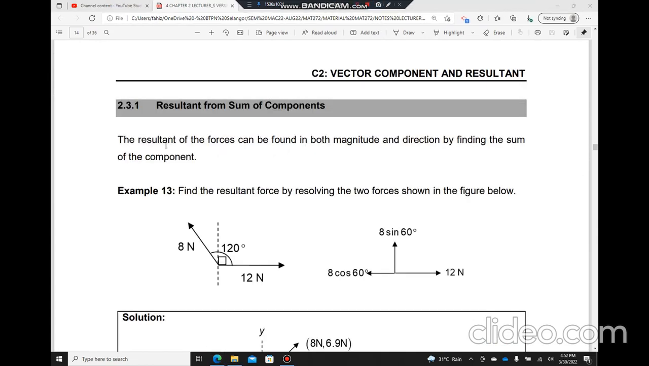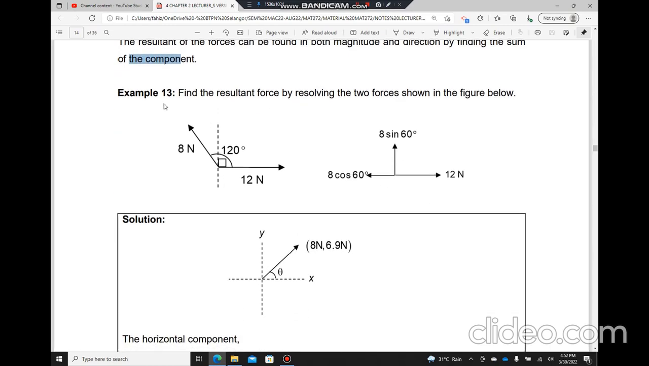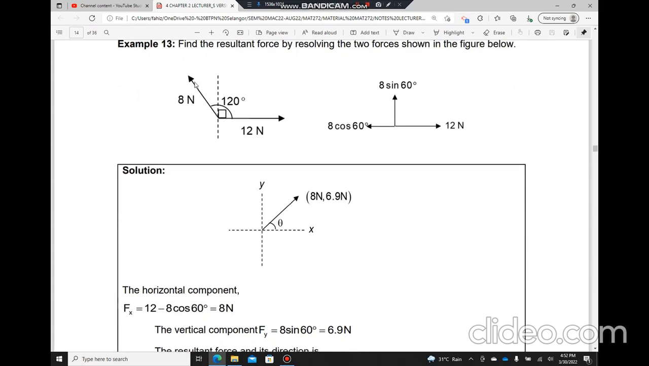Okay, the resultant of the forces can be found in both magnitude and direction by finding the sum of the components. So kita boleh cari resultant untuk forces kalau kita cari sum of the components. Okay, so sum of the components ni maksudnya komponen X kita ambil semua jumlah, dan kita ambil jumlah komponen untuk Y. Okay, example 13, find the resultant force by resolving the two forces shown in the figure below. Okay, so contohnya kita ada dua force which are 8 Newton and 12 Newton.